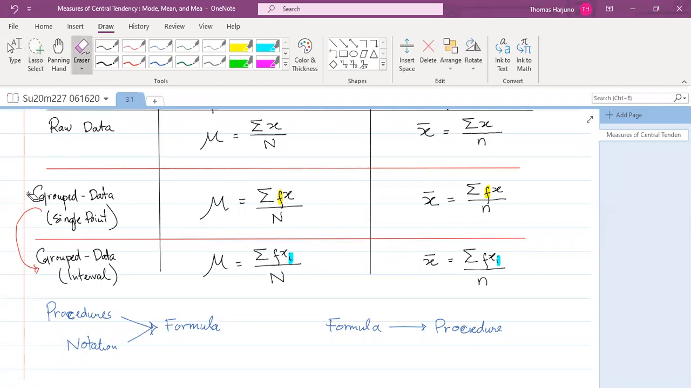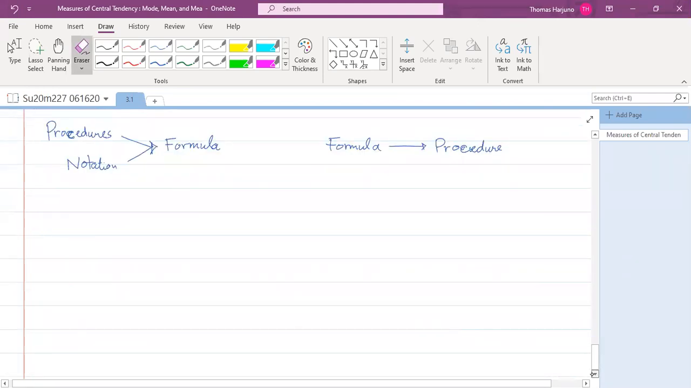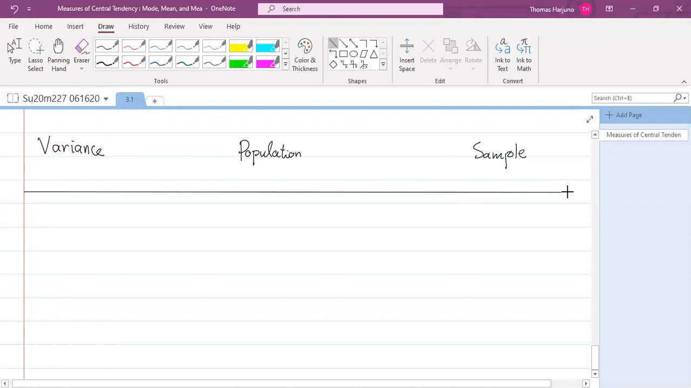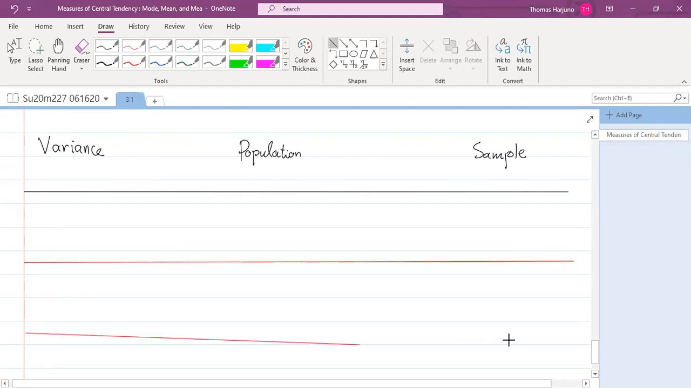Now, between today and tomorrow, besides studying this, which I think is still easy, focus on the formula, how the procedure comes to the formula. I need you to memorize the following formulas. A lot of this. We are preparing for tomorrow, but it will be nice if you see the formulas first. Variance. For population. And sample. Later on, you will see for group data, and for group data single point and group data interval.